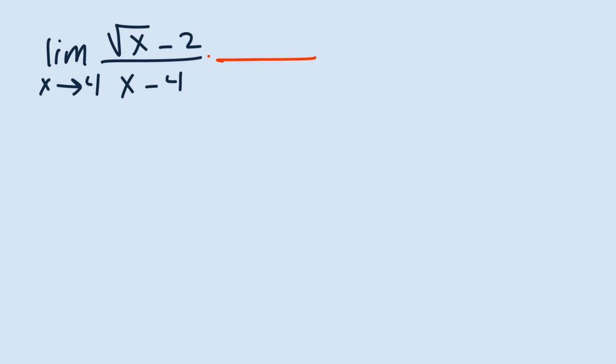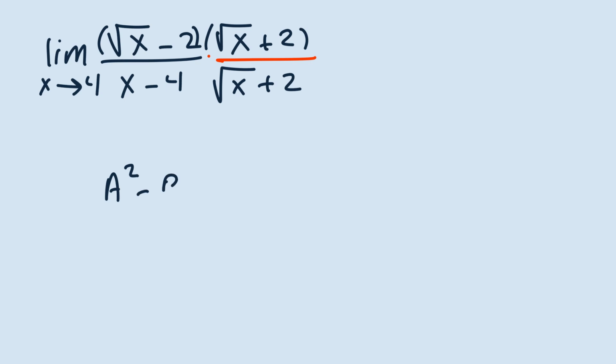So I have to multiply the numerator by square root of x plus 2 and the denominator also by square root of x plus 2. Now I want you to look closely at these two parentheses, square root of x minus 2 and square root of x plus 2. These two parentheses remind us of the rule of difference between two squares, right? Because we know that a squared minus b squared equals a minus b times a plus b.